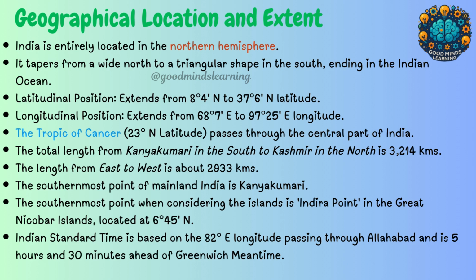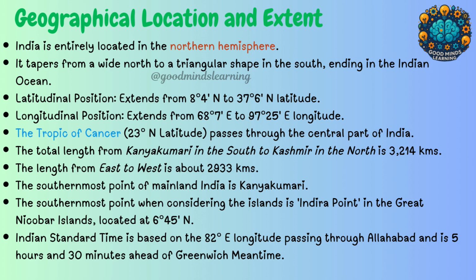Geographical location and extent. India is entirely located in the northern hemisphere. It tapers from a wide north to a triangular shape in the south, ending in the Indian Ocean. Latitudinal position extends from 8 degrees and 4 minutes north to 37 degrees and 6 minutes north latitude. Longitudinal position extends from 68 degrees and 7 minutes east to 97 degrees and 25 minutes east longitude.